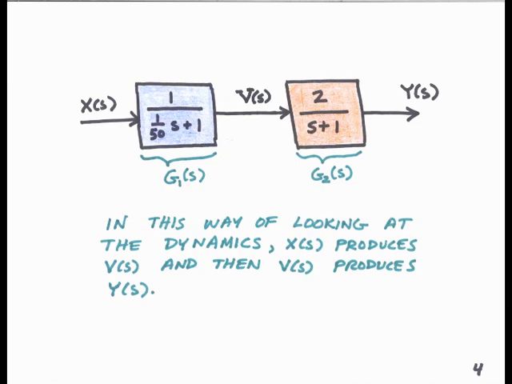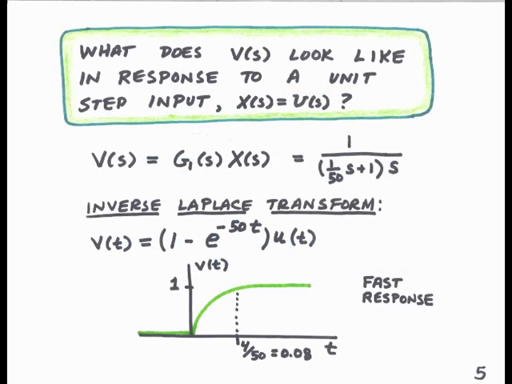So with our overdamped second order system broken up into two subsystems, we're now going to look at how the internal signal V(s) responds to the signal X(s), and how that V(s) then produces signal Y(s). Let's now look at what the internal signal V(s) looks like when the input to the system X(s) is a unit step.